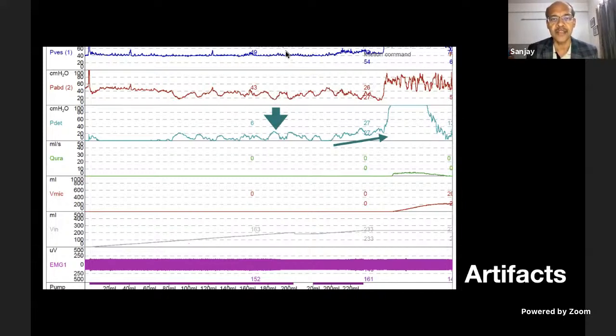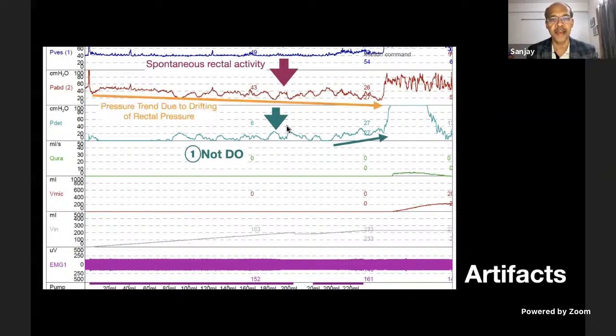And if you don't find something there, it's got to be an artifact. So you can see here, there's spontaneous rectal activity, and this is not detrusor overactivity, it's an artifact. And what looks like reduced terminal compliance is in fact a drift of rectal pressure as the bladder is being filled, because there's a leak at some point, or there's an air bubble or something interfering with the rectal pressure record. And that drift down is reflected in what looks like poor compliance.